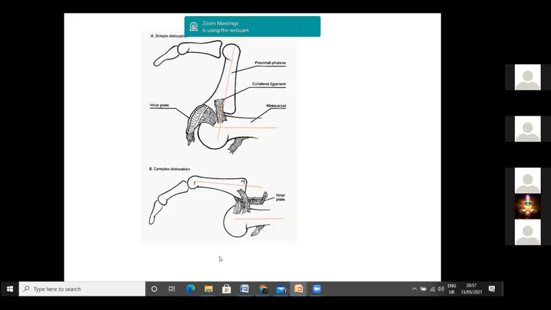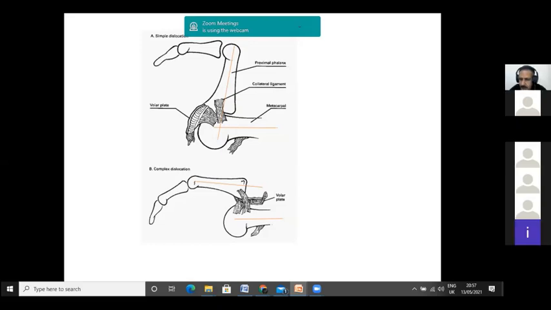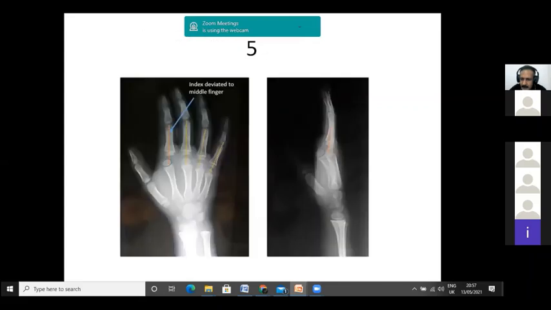So I hope everybody is very clear about how to identify a complex and a simple one. Sunit, how will you identify between a simple and a complex one in X-ray? Sir, by looking at whether the metacarpal and phalanx are perpendicular or parallel. If they are parallel, then it's a complex one, and if they are perpendicular to each other, then it's a simple one. Okay, so most of the time the complex one needs surgery and you have different approaches for that. So we'll move on to the next case.